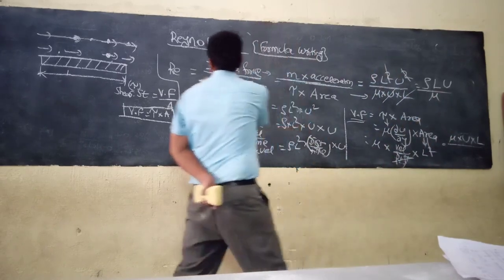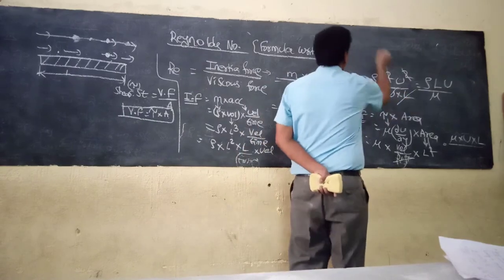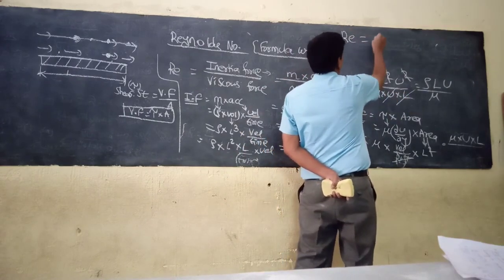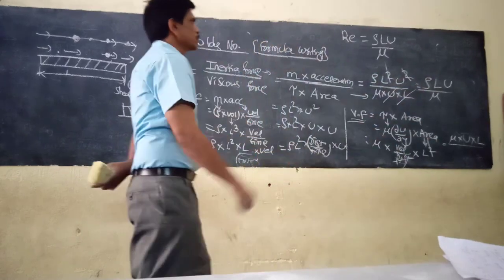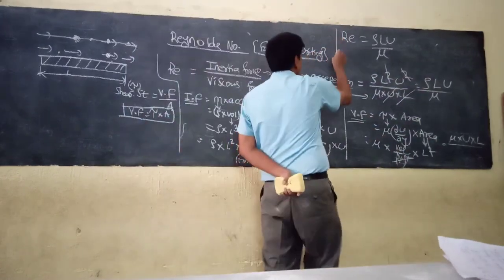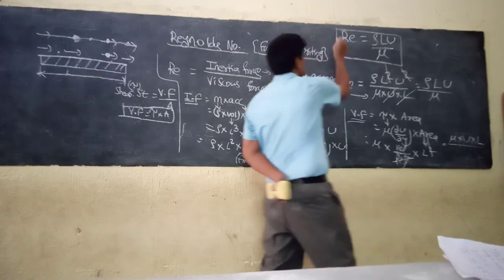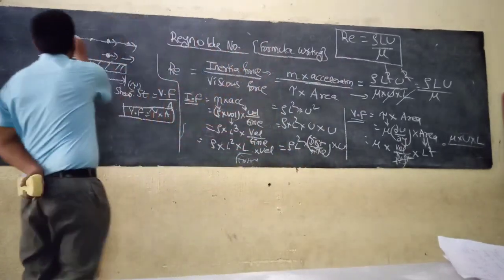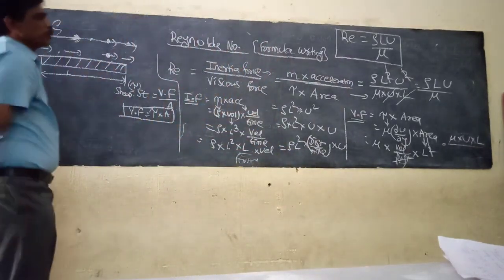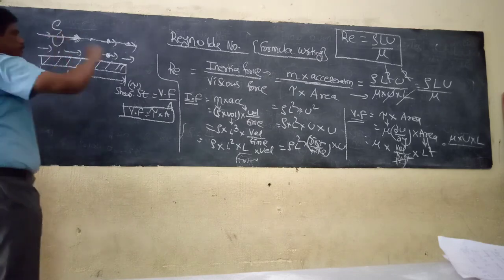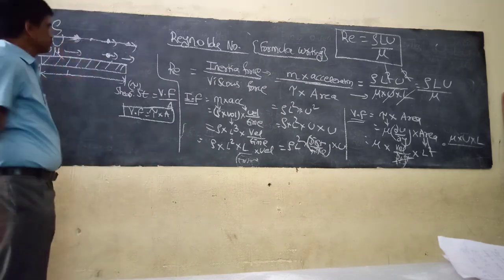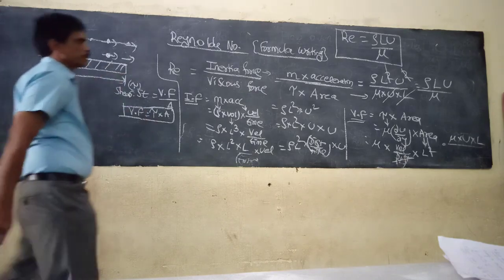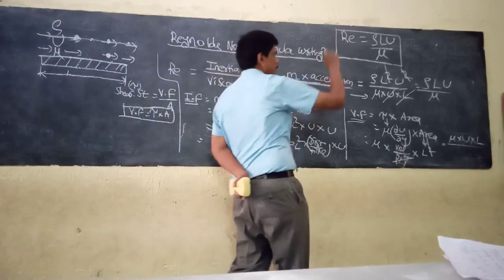Therefore, the formula for the Reynolds number is rho into L into u divided by mu. So this is the basic formula for the Reynolds number. If you know the density of the air, the velocity of the fluid particles, the dynamic viscosity, and the length, you can determine the Reynolds number.